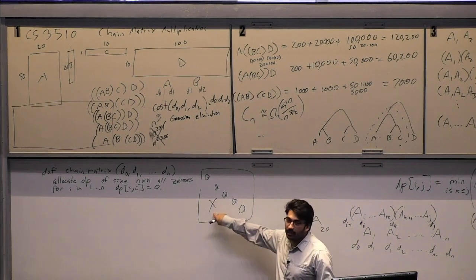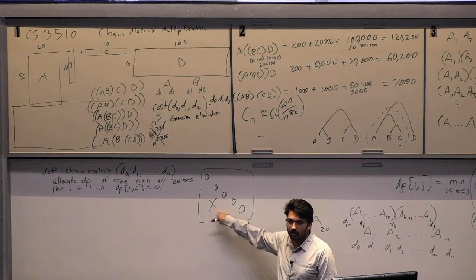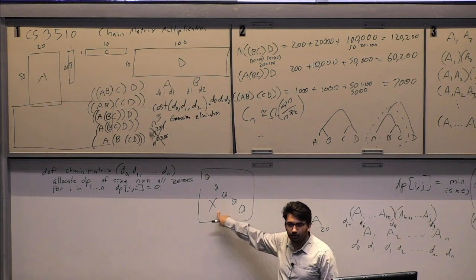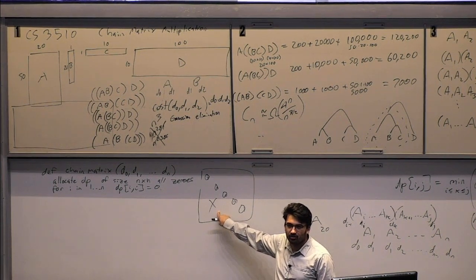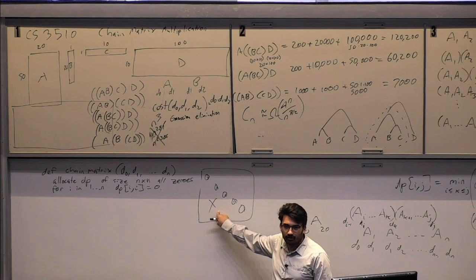This whole part of the table, the bottom half of the triangle below the diagonal, refers to numbers where j is less than i. So we simply will not write there.